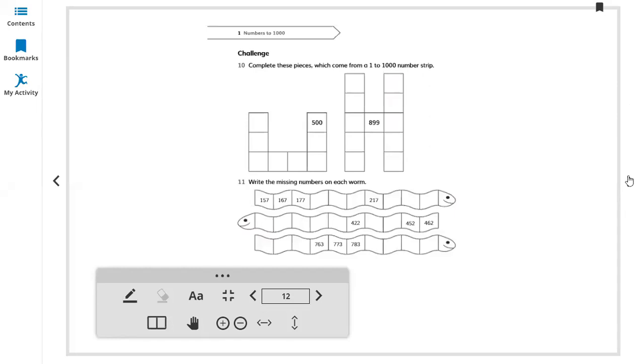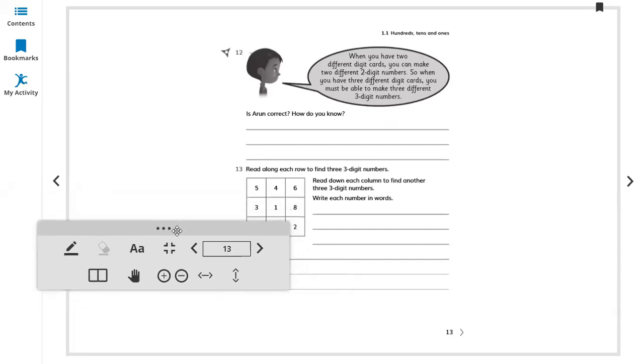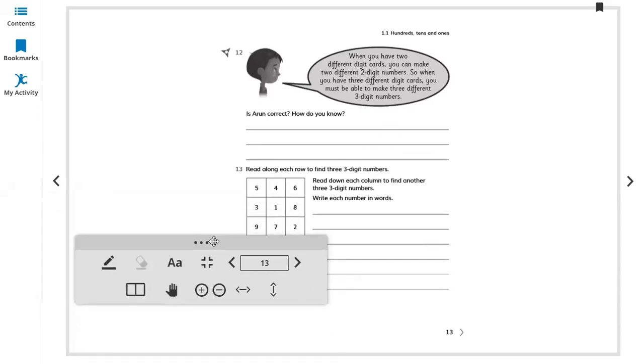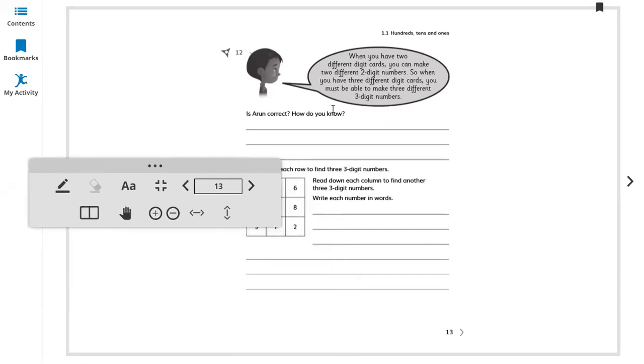Okay, let's move to the next page, number 13. Question number 12. When you have two different digit cards, you can make two different two-digit numbers. So when you have three different cards, you must be able to make three different three-digit numbers. Is that correct? How do you know? You can choose any three numbers.